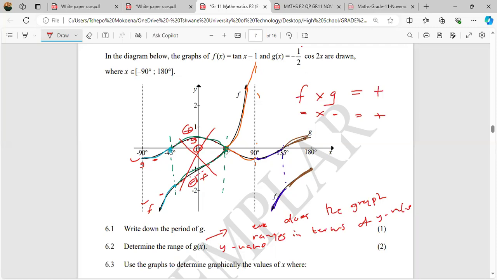And then look at the orange part. This is the graph of f, right? Be careful. This is the graph of f, the orange part. And then this is the graph of g, the orange part. The graph of g is below 0, meaning it's negative.